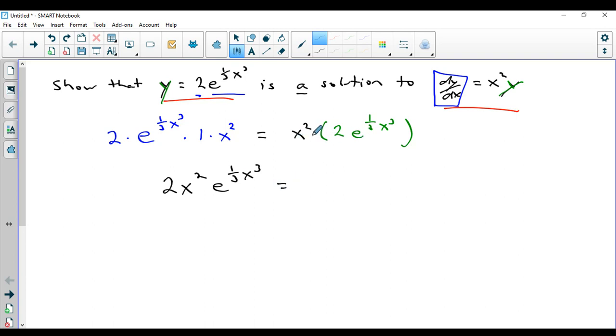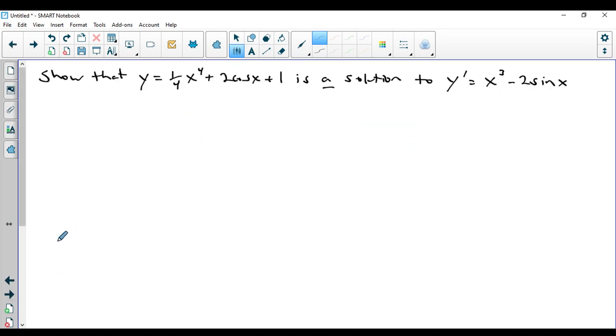And then over here, again, this is just multiplication. There's nothing to distribute over addition there. So I can go ahead and multiply this as 2x squared e to the 1/3 x cubed. And what do you have? You have the left side equaling the right side. So you checked it. That is you showing that this particular solution is a solution to that first order differential equation. You're basically just checking. All right, let's get to the next one.